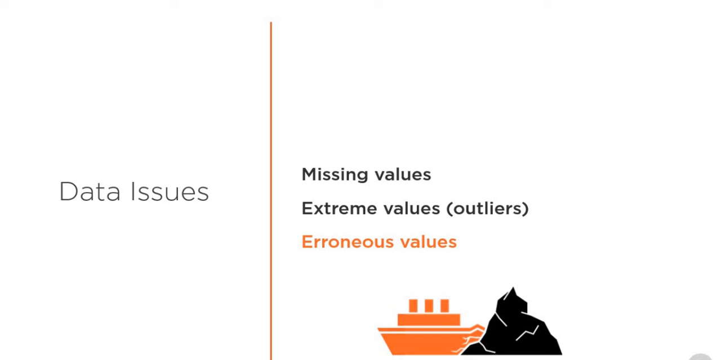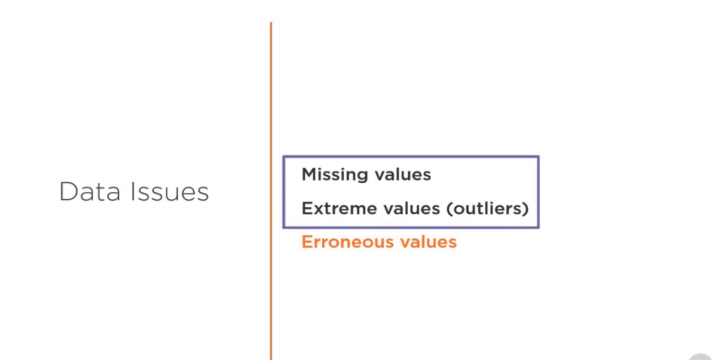Well, in the Titanic dataset that we are working upon, we are assuming that the creators of the dataset have done due diligence and the dataset don't have erroneous values. Therefore, we will focus our attention on other two aspects of data quality issues, that are missing values and outliers. So let's start with the missing values in the next clip.